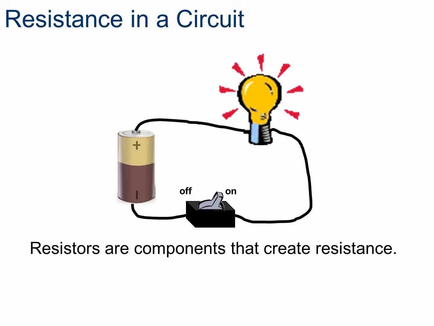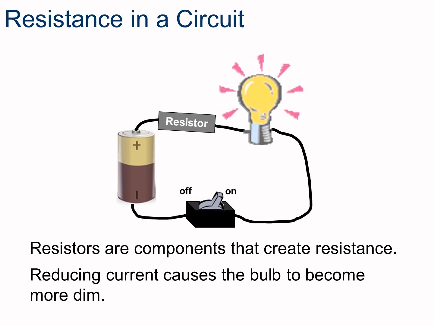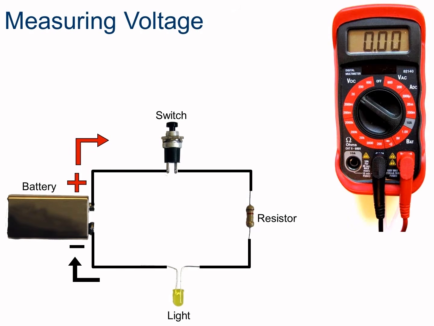So for now, let's go ahead and put a resistor as a component right here in our circuit. So we add the resistor, and what's going to happen to our light bulb? It's going to get dimmer. That resistor is going to reduce the amount of current that can flow through our circuit, and when you reduce the current flow, you reduce the amount of work that current can accomplish, and the light bulb gets dimmer because we reduce the power.